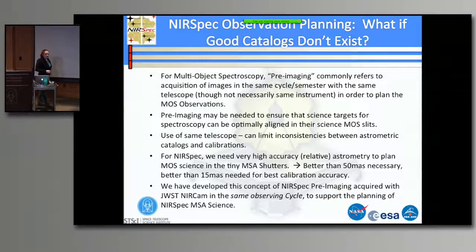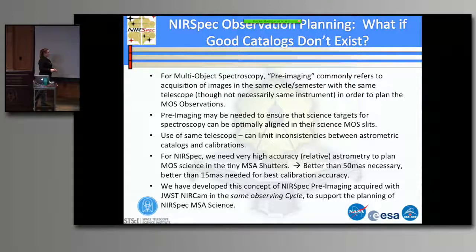So we've got this concept of pre-imaging for NIRSpec. For multi-object spectroscopy, pre-imaging refers to acquisition of images in the same observing cycle or observing semester with the same telescope, not necessarily the same instrument in the case we've described here, in order to accurately plan the MOS observations. Pre-imaging might be needed to ensure that science targets for spectroscopy can be optimally aligned in their slits for the best flux calibration. And use of the same telescope can limit the inconsistencies between astrometric catalogs and calibrations.